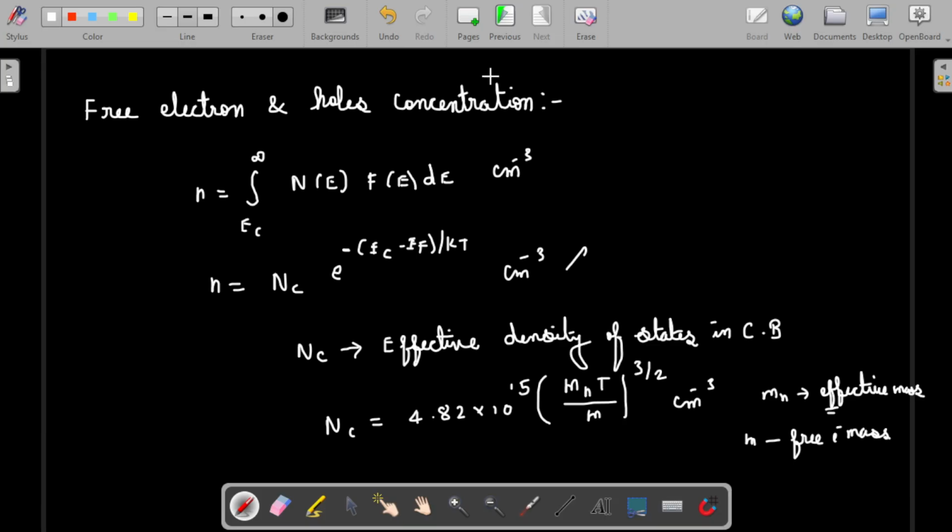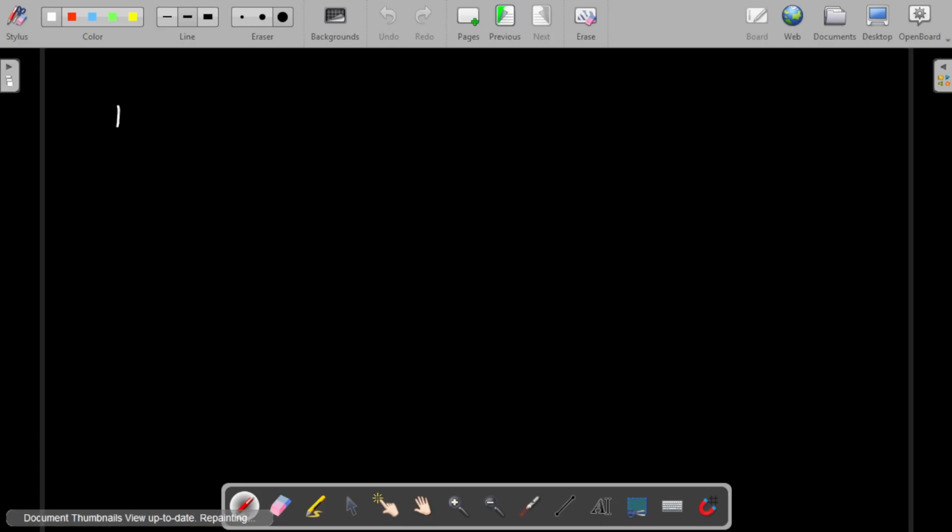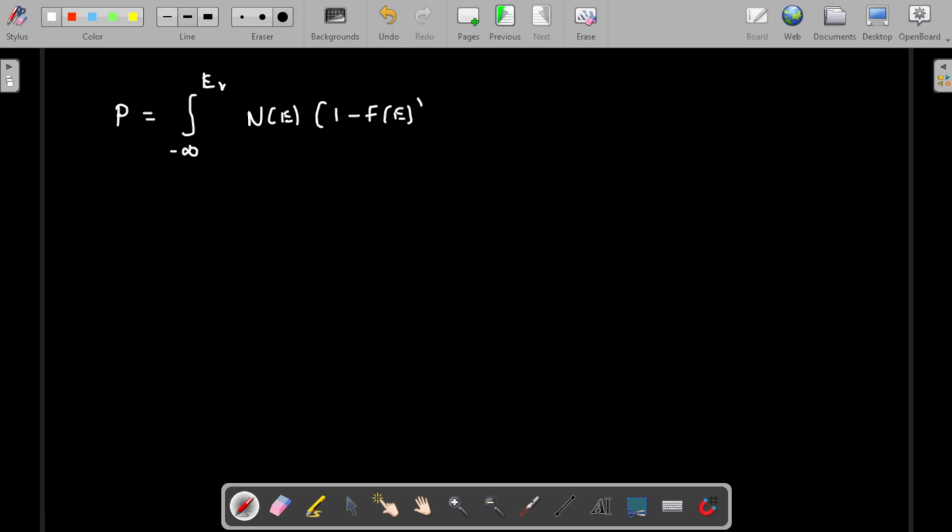So let's find the free hole concentration. P will be equal to the integral from minus infinity to EV of the density of states times 1 minus f of E. Why is this 1 minus f of E? Because f of E is the probability of presence of an electron, and 1 minus f of E is the probability of presence of holes. That's why we are using this.